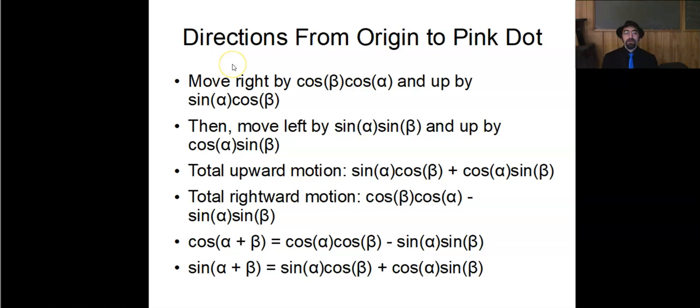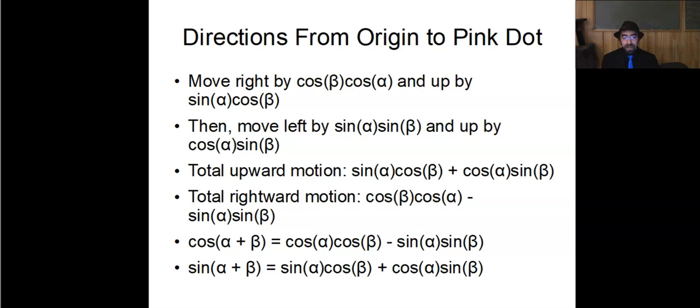So if I were to come up with directions to go from the origin to the pink dot, I say first move to the right by cosine beta cosine alpha, and then up by sine alpha cosine beta. Then you move to the left by sine alpha sine beta, and up by cosine alpha sine beta. So your total upward motion is sine alpha cosine beta plus cosine alpha sine beta. Just the two upward steps that you take. The total rightward motion, you go cosine beta cosine alpha to the right, and then sine alpha sine beta to the left.